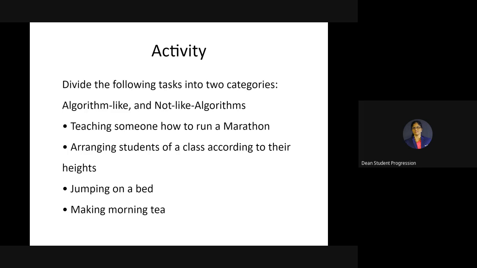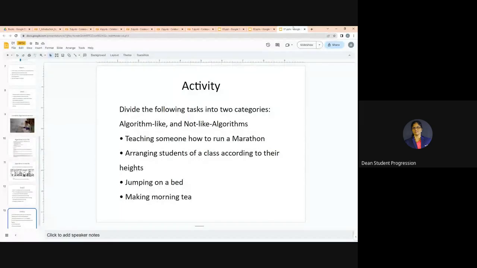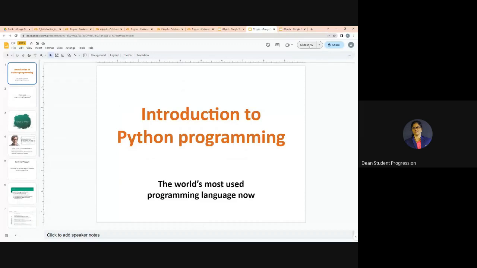Similarly, jumping on a bed or making a morning tea, etc. All of these have some set of rules and regulations to follow to produce a good output, but it is not exactly that we have to follow this to produce this, right? So there are some other things also to consider while working with, definitely, a programming language like Python, right?